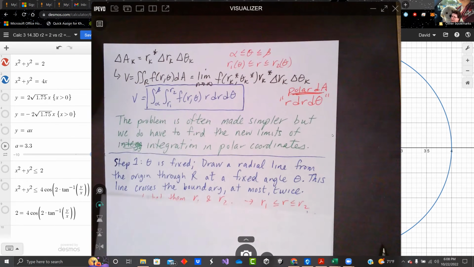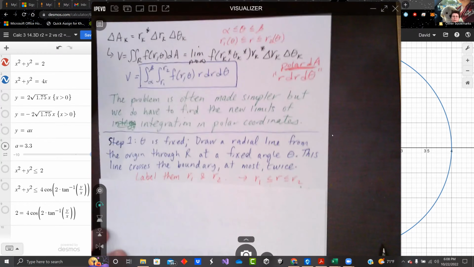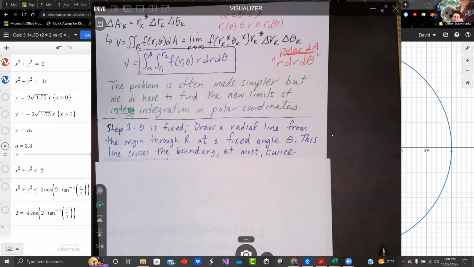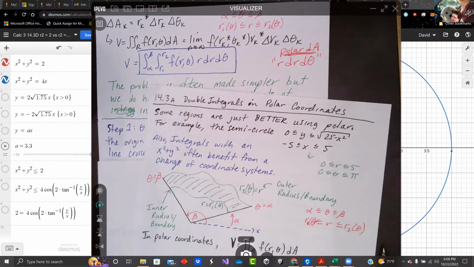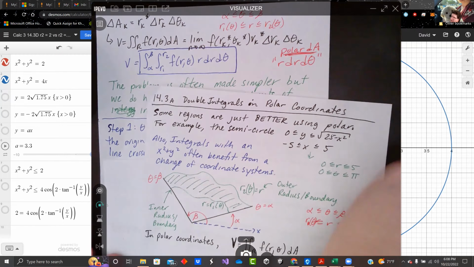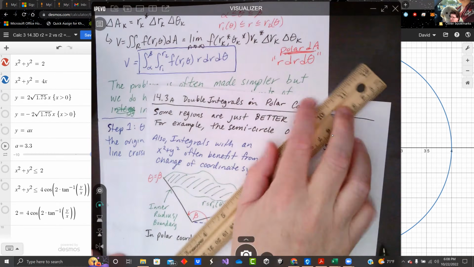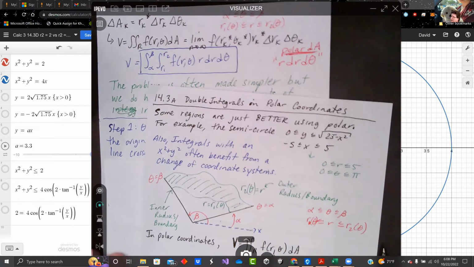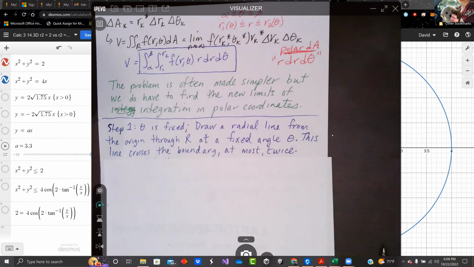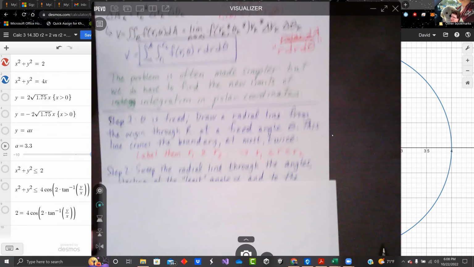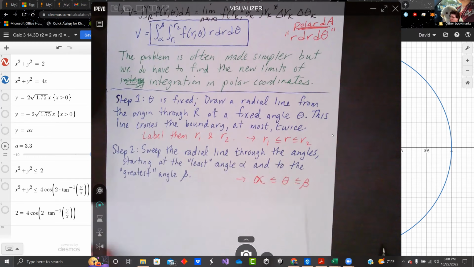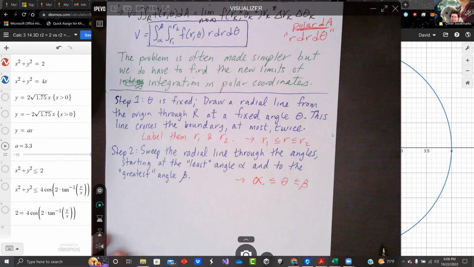So one way of doing it is we fix theta. We draw a radial line from the origin through our region at that fixed angle. And like we see in our picture here, it crosses the region at most twice. Once we've done that, we'll label those r1 and r2, if there's two. And then we will sweep out the radial angle.